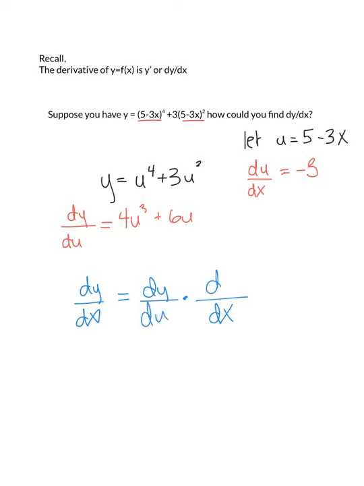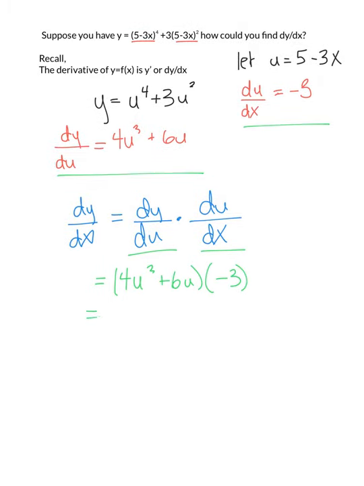So if I go ahead and plug a du in here, what I can see is that this du and this du would cancel each other out, and I would be left with my dy by dx. But in the meantime, I needed dy by du, which I found, and I needed du by dx, which I also found. So now that I've created this chain to get me to my final answer, I can go ahead and plug that information in. So my dy by du was 4u cubed plus 6u, and my du by dx was negative 3.